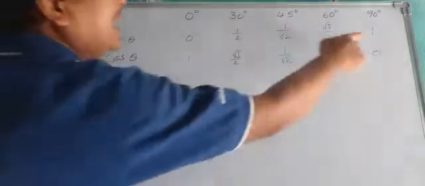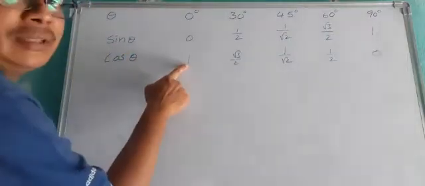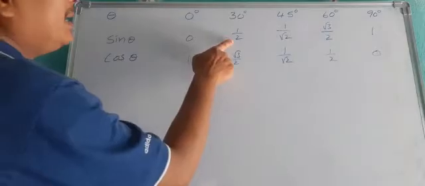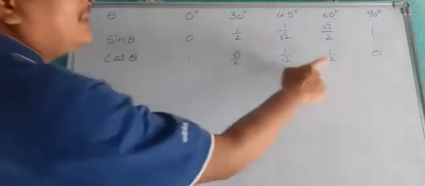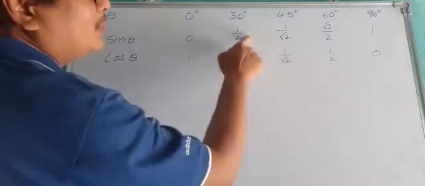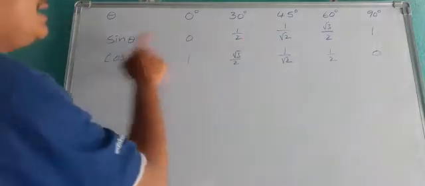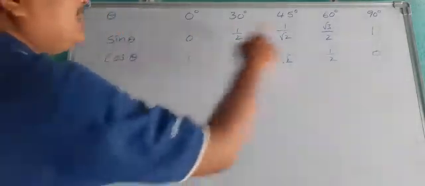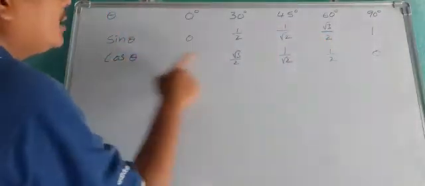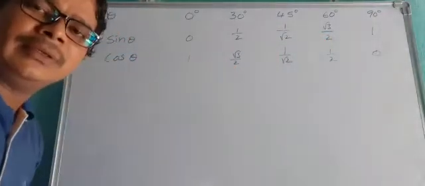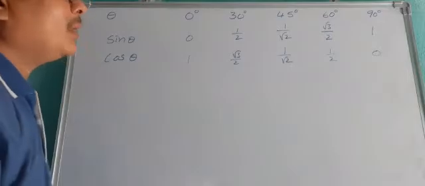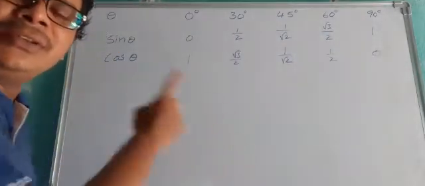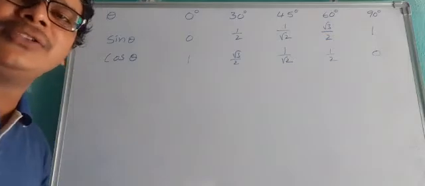That means sine 90 and cos 0 are both the same, 1. And sine 30 and cos 60 are both the same, 1 by 2. Sine 45 and cos 45 are both the same, 1 by root 2. Sine 60 is root 3 by 2, and cos 30 is root 3 by 2. So you simply write the vice versa of these values and you can get the values of cos theta.